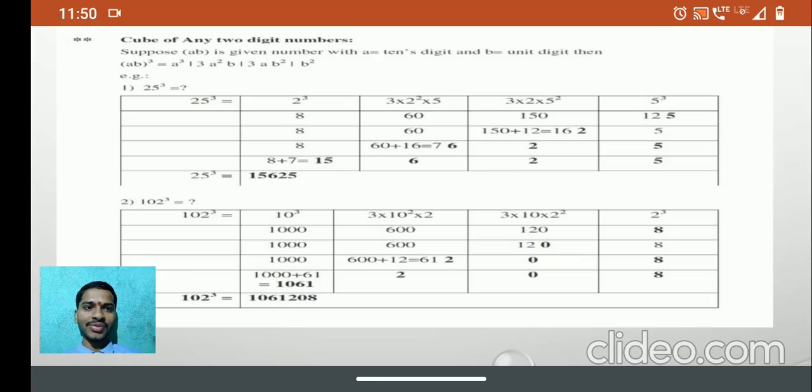We'll do the calculation and add the carry accordingly. The 5 cube is 125, and the unit digit of 5 cube is 5, so that will be the answer's unit digit. We add the carry in the next step, so we get the tens digit as 2, and finally the answer is 15,625. This is the cube of 25.